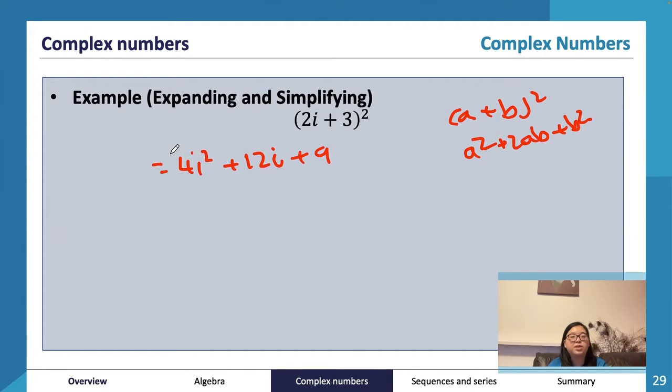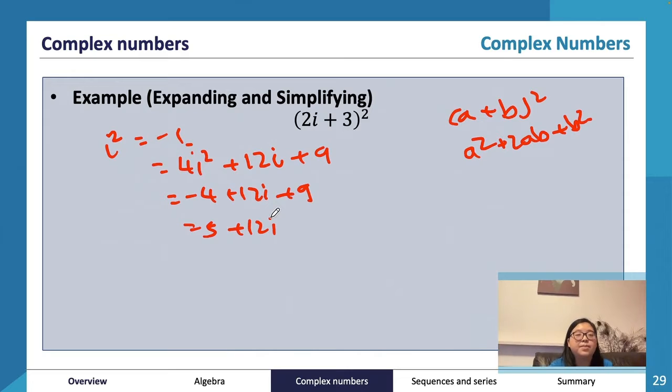In a complex number, you should really only have two parts. We shouldn't have three things with different i coefficients. It should always be simplifiable to two parts, because for our i squared, remember the whole idea was that i squared is equivalent to -1. So we're just going to get -4 plus 12i plus 9 here, which is equivalent to 5 plus 12i.